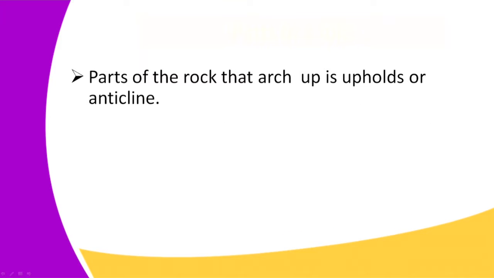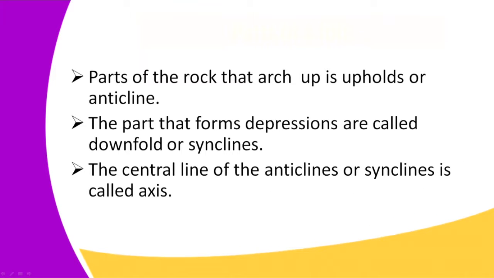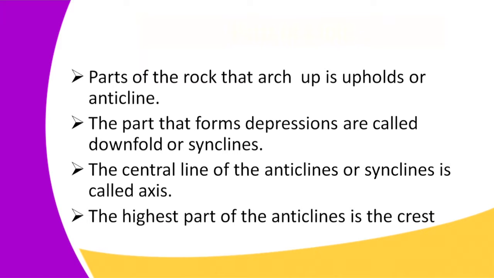Let's look at the parts of a fold. The part of the rock that arches up is called the upfold or the anticline. The part that forms depressions is called the downfold or syncline, and the central line in the anticlines or synclines is called the axis. The highest part of the anticline is the crest.